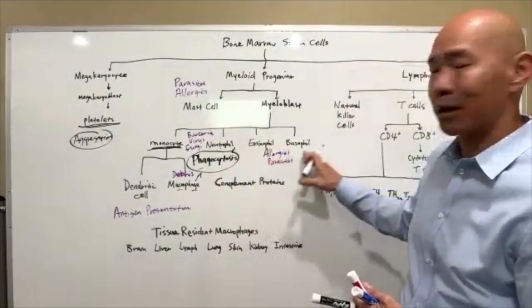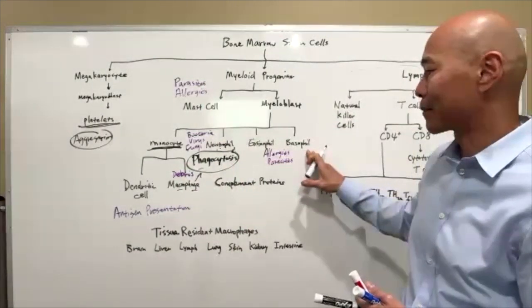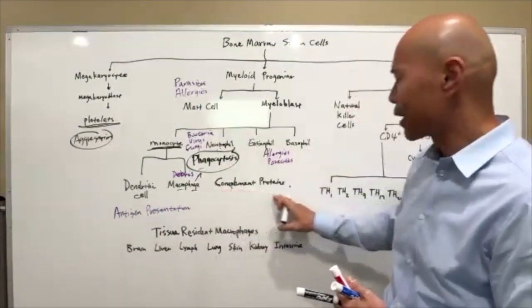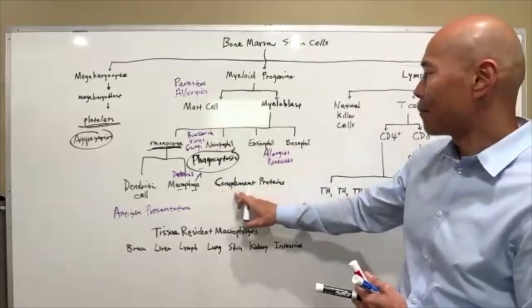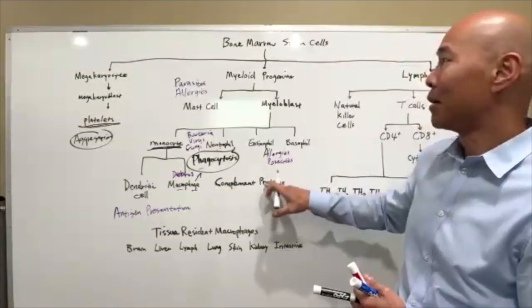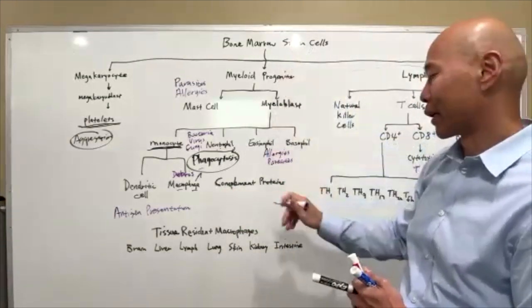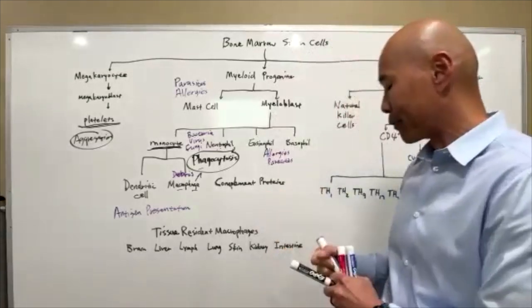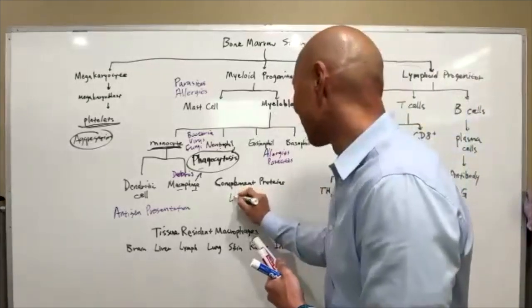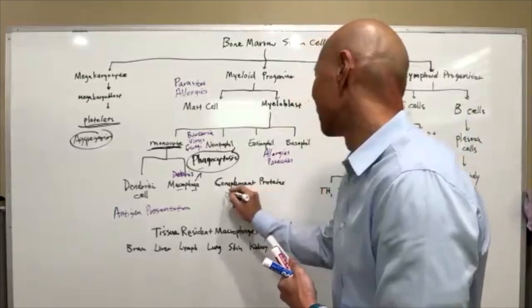So that's the purpose of these particular type of white blood cells. Then we have these complement proteins. Now, the complement proteins are not actually coming from the bone marrow necessarily. They're primarily produced by the liver. Most of the complement proteins are produced by the liver.